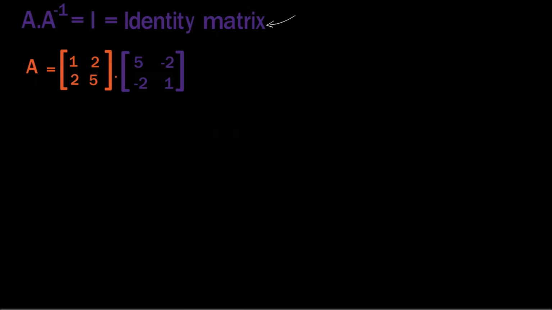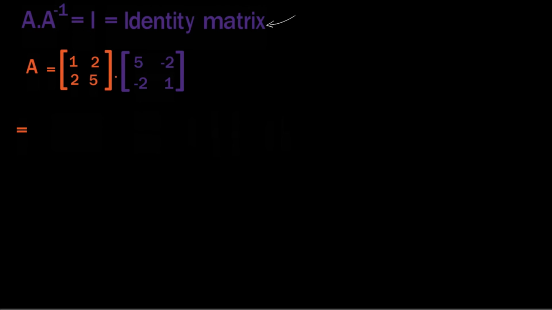So let's do the multiplications. So first element, you use the first row of the first matrix, multiplied with the first column of the second matrix.